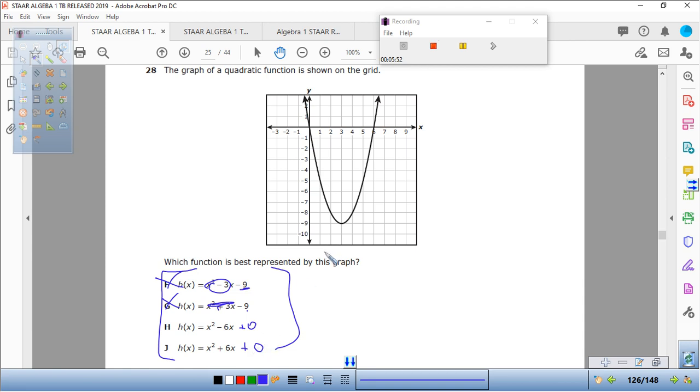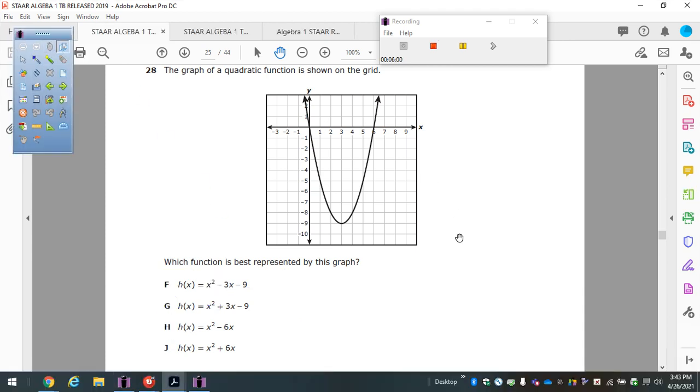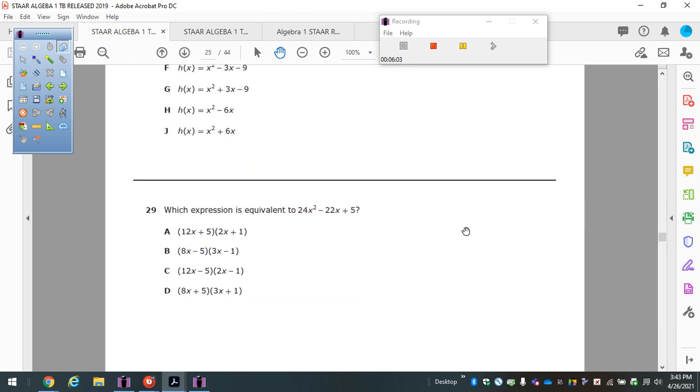So it's one of these two. But since there's a negative thing, I think it's this one. I really think it's that one. But graph it on the calculator. Don't waste time. Don't take my word for it. Graph it on the calculator.